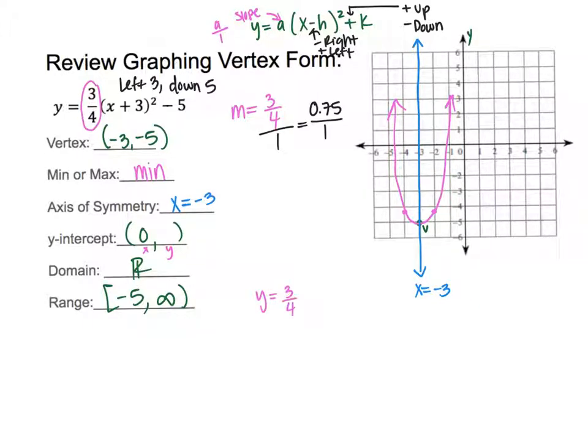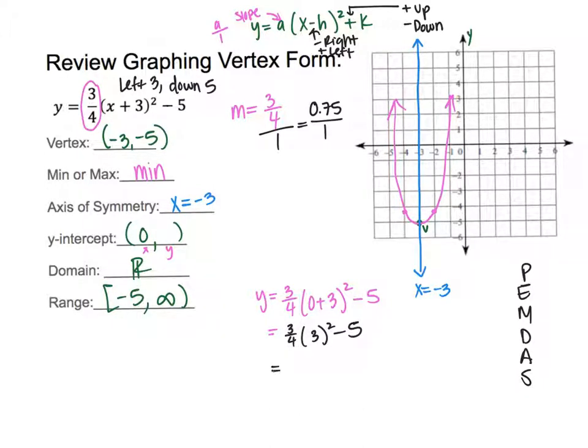So we have 3/4 times (0 plus 3) squared minus 5. If you were to work this out, remember to use order of operations: Please Excuse My Dear Aunt Sally, or parentheses, exponent, multiplication, division, adding, subtracting. In this case, the first thing that comes up is parentheses. So 0 plus 3 I need to take care of first, which would be 3.